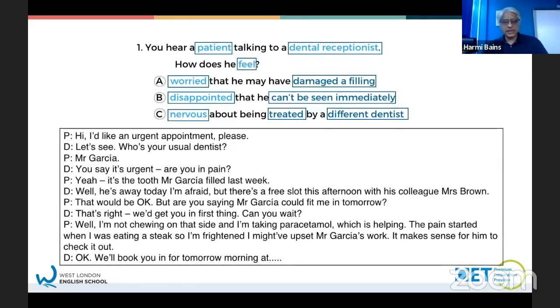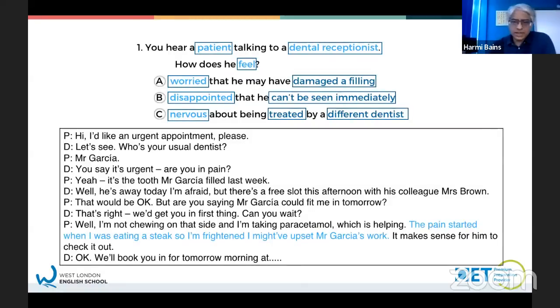Here's the tape script. If you want, take just 30 seconds to quickly skim through the tape script. Okay, so I'm just going to highlight this sentence here.